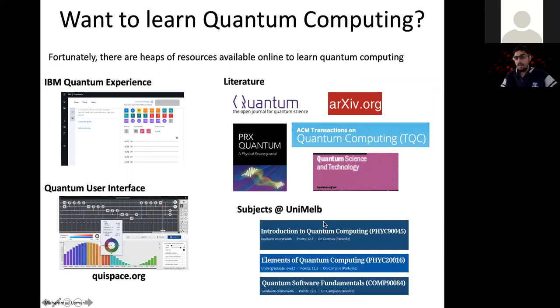We have also developed some quantum computing courses at UniMelb. We are offering two quantum computing courses, and there's another quantum computing course which we will offer next year from the computer science department. You can attend these courses and learn about the quantum computing area.